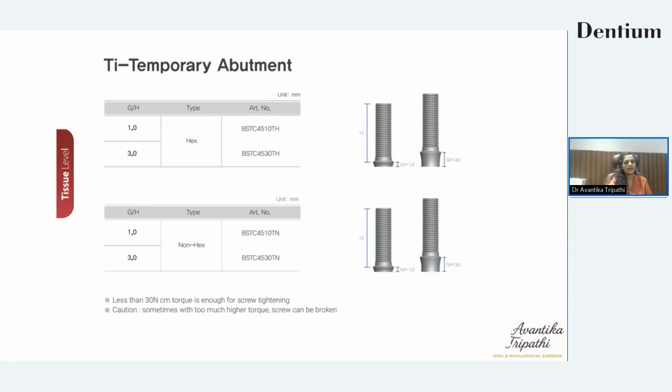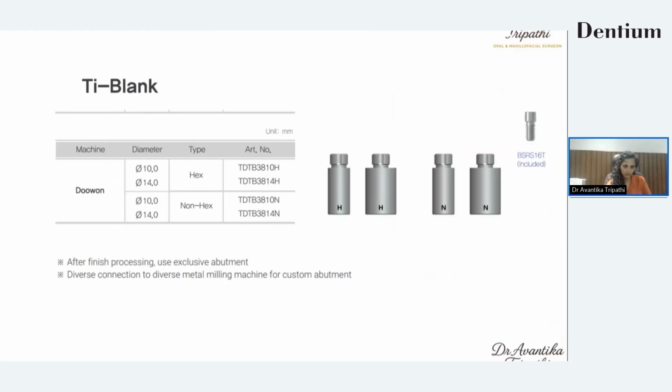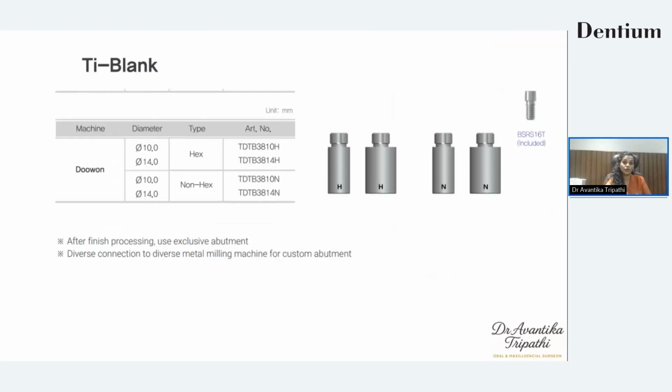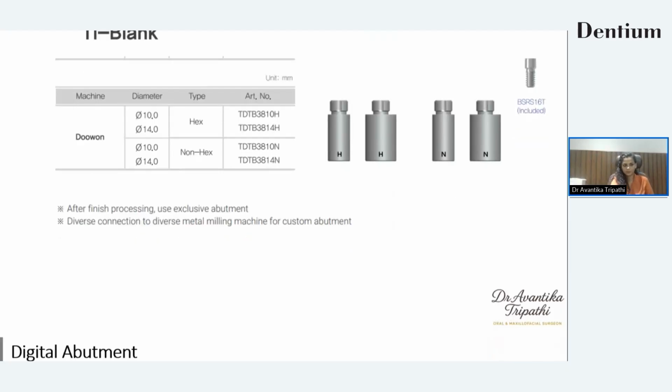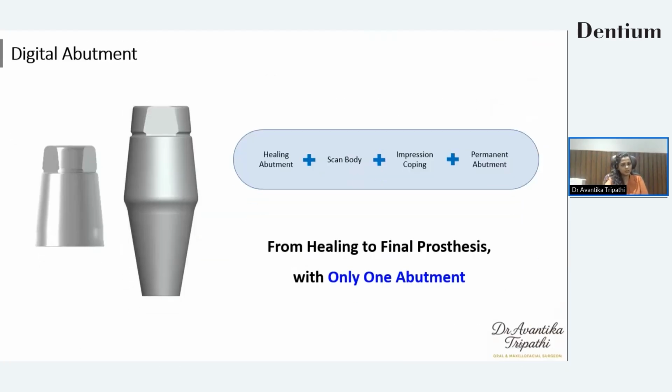This is the titanium temporary abutment which is used for the fabrication of temporary prosthesis over the tissue level implants. This is TI blank which is used for a customized abutment basically. So digital abutment is basically based on the one abutment concept, which means that the healing abutment, scan abutment, impression coping, snap-on type and a permanent abutment, all the features this single abutment is serving.